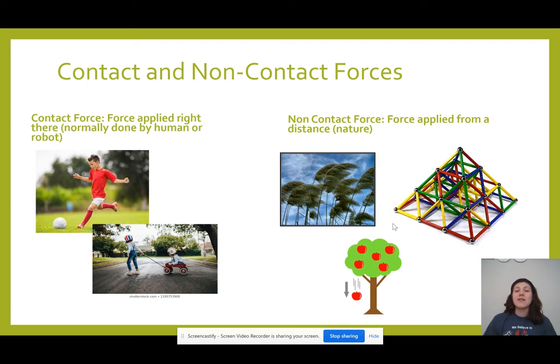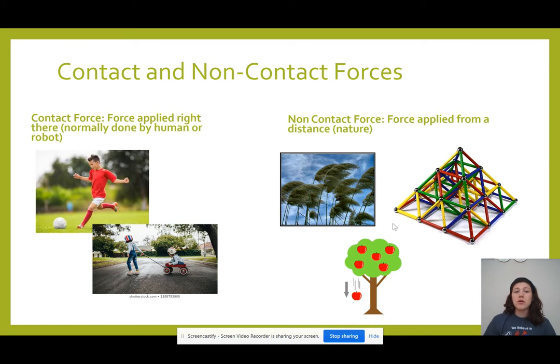Where on the other side, a non-contact force is a force applied from a distance. These forces are forces that occur naturally. Just like the wind, when it blows the trees forward, nobody is pushing on the trees. It's happening naturally. As well as last week, we talked about magnetic force a little bit. And the magnets, no one is holding them together. The magnetic force naturally holds the magnets together.